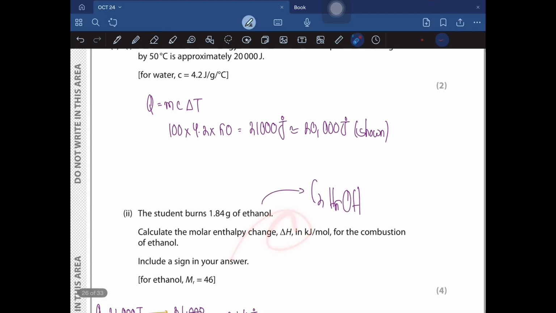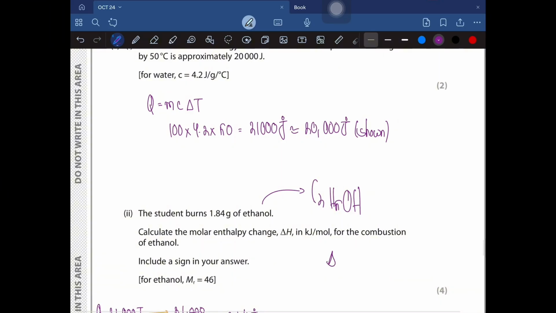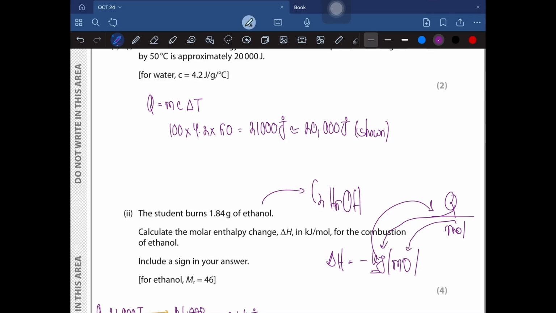Calculate delta H. How do I calculate delta H from the units? Delta H is minus kilojoule per mole. And what is kilojoule? It is a unit for energy. So it should be Q divided by moles of something. When you divide Q by moles, you get energy divided by moles. You have the energy that is 21,000 joules.